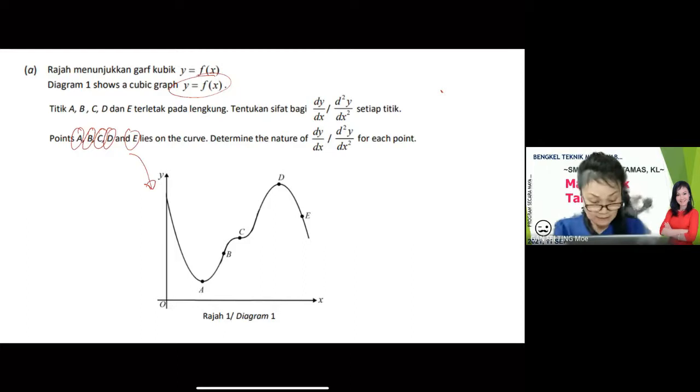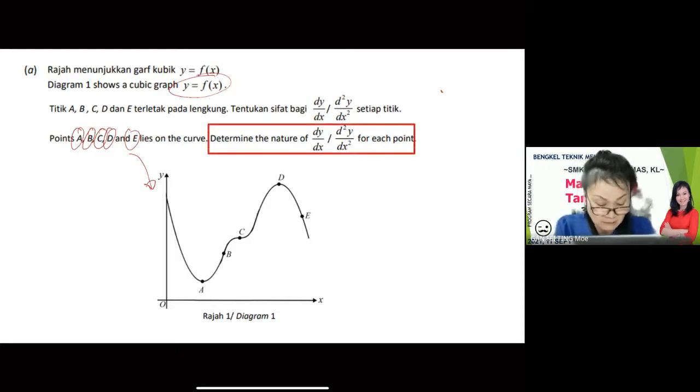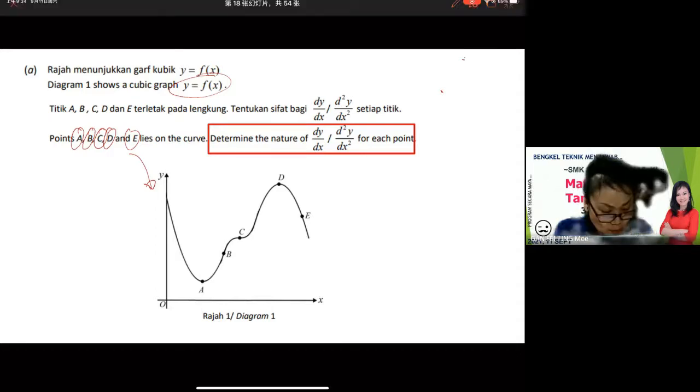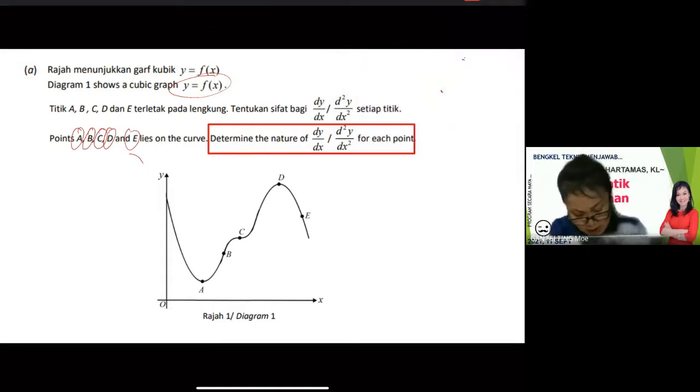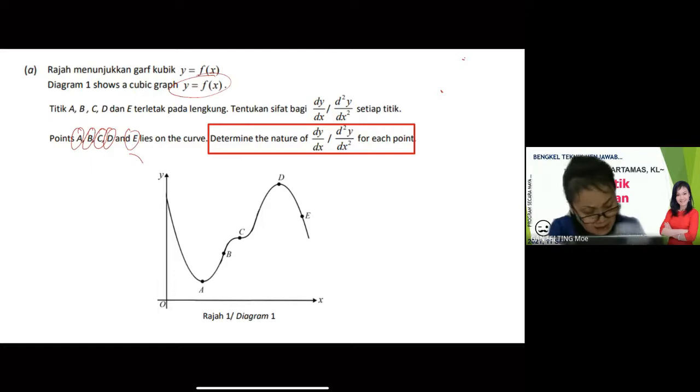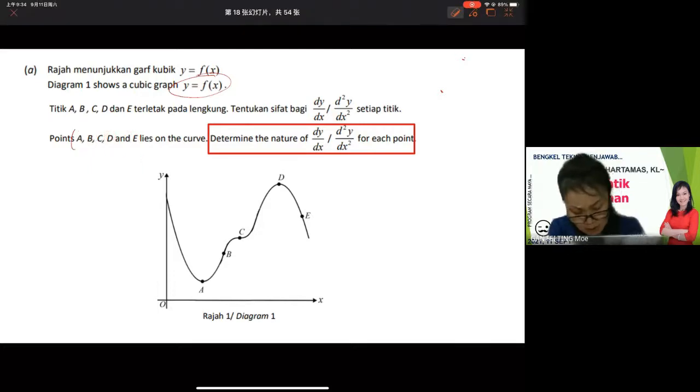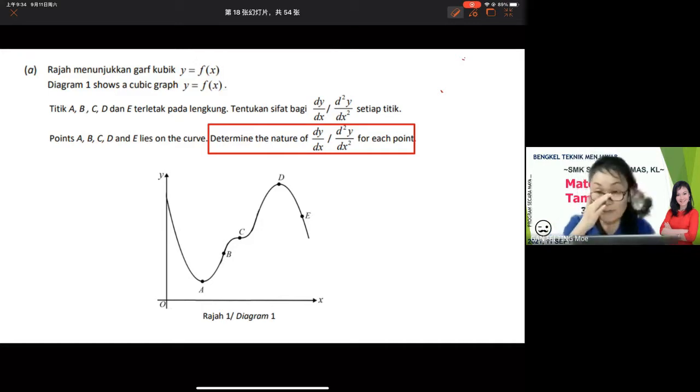Lies on the curve. Now the question is, determine the nature of dy/dx or d squared y over dx squared, the second derivative, at each point. Okay, if you do not know the meaning of the nature of the first derivative and second derivative, you will not be able to answer. Can I have your answer for part A, B, C, D? What can you tell me?